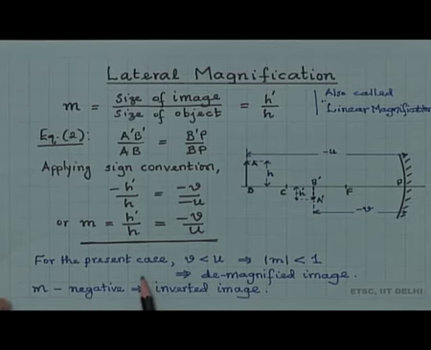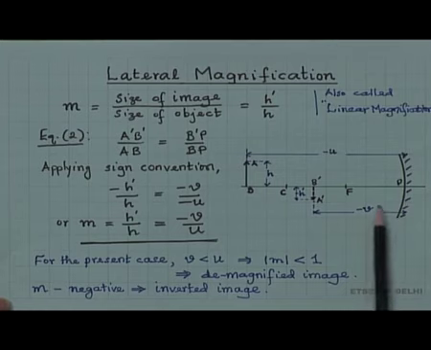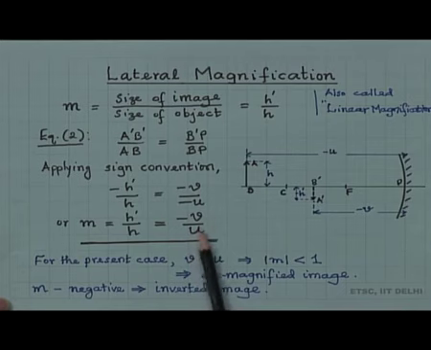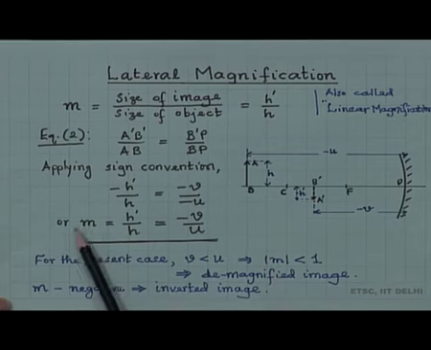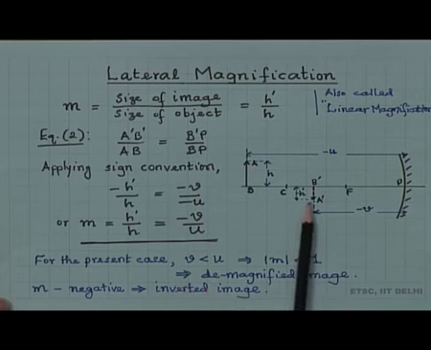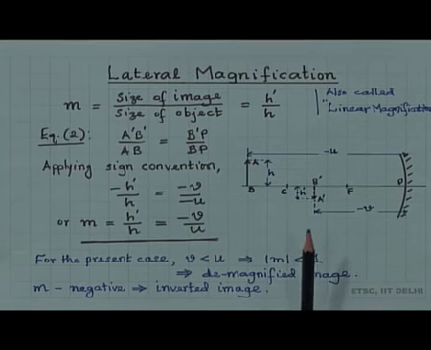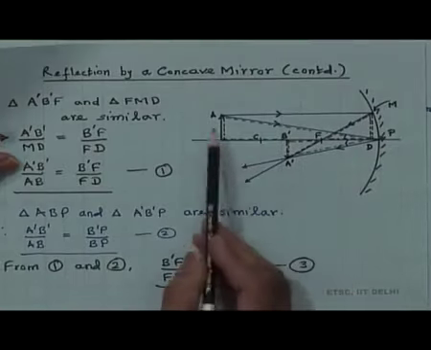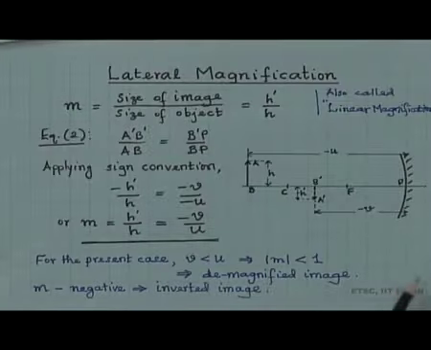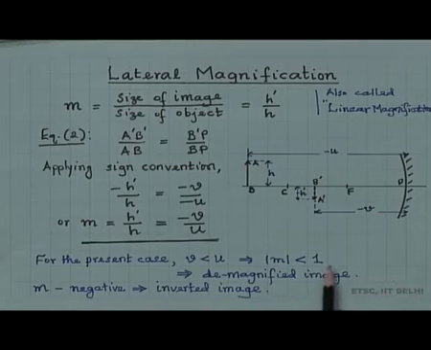Now, for the present case, you can see that the magnitude of v is smaller than the magnitude of u, and therefore v by u is less than 1. So the magnification, mod m, that is the actual ratio of the sizes, is less than 1, which implies we get a demagnified image. We can see it in the ray diagram which we had drawn earlier. This size is larger and the image size is smaller, and mod m is less than 1, which implies it is a demagnified image.